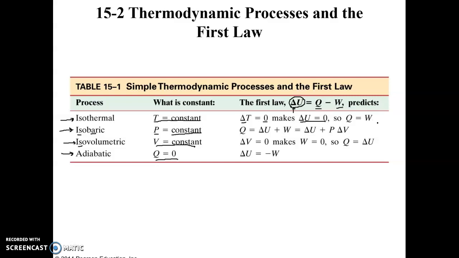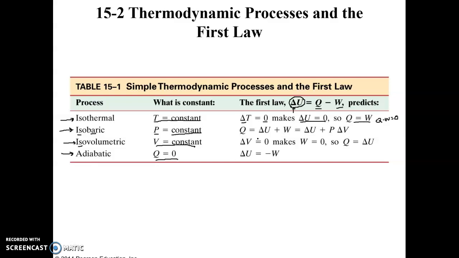Temperature is a measure of how much energy you have in a system. So if the change in temperature is zero, then the change in total energy is zero. And so in order for that to happen, Q and W must be equal. Q minus W would equal zero. Or another way of saying that is Q equals W. So in an isothermal reaction or process, the heat in equals the work out, exactly.